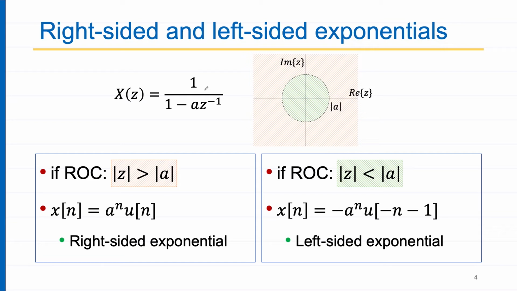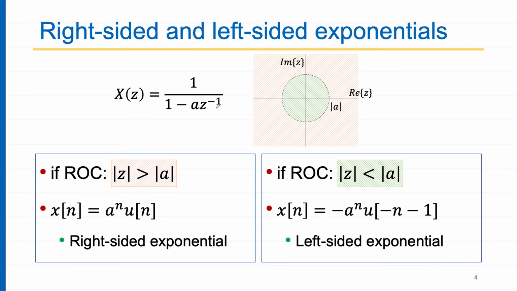As you know, when X(z) is 1 upon 1 minus a z inverse, this is a standard form, and the pole appears at z equal to a. If mod z is outside of mod a, basically it lies in this orange region, then you know that the inverse Z transform will be a^n u[n], the right-sided exponential. But if I choose the inside green region as my ROC, mod z less than mod a, meaning the inside of this circle of radius mod a, then the inverse Z transform will be x[n] equals minus a^n u[-n-1], the left-sided exponential, right?